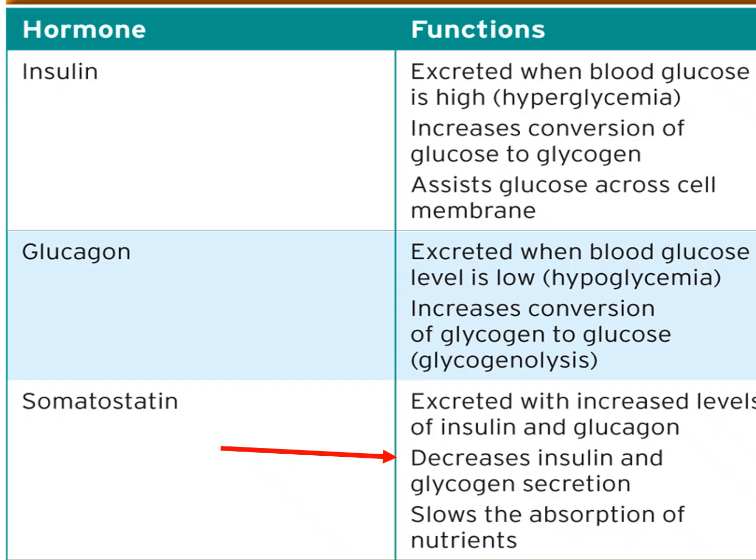So that will basically travel over to the liver and cause glycogenolysis, which is going to be the breakdown of glycogen. And we'll have an increased amount of glucose in our bloodstream. And then somatostatin here, that middle one there, decreases insulin and glucagon secretion. So I think of that as kind of a reset for those.